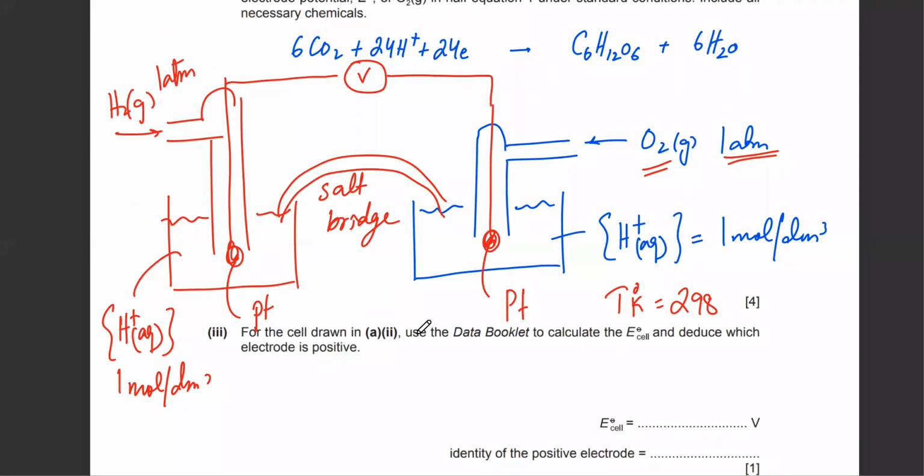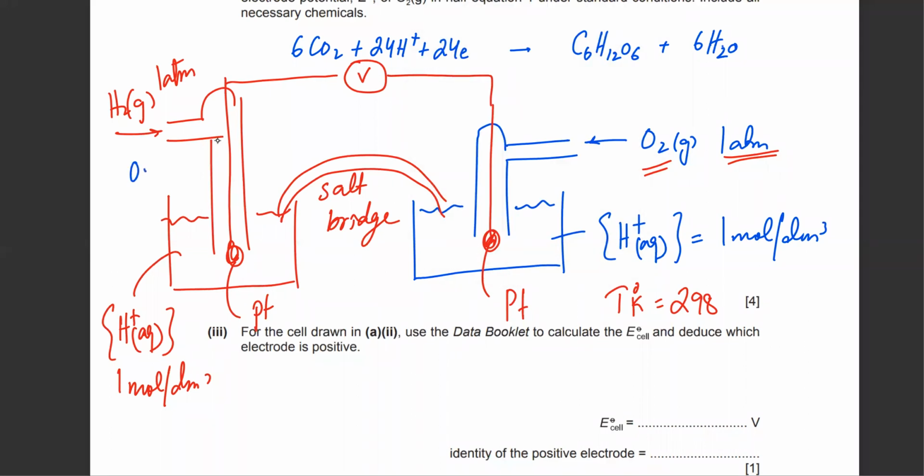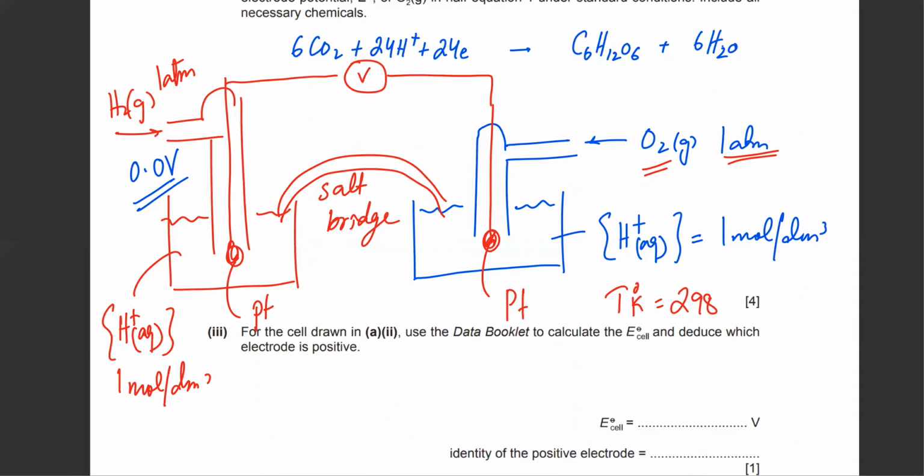Now he's saying for the cell drawn, use a data booklet to calculate the E0 cell and deduce which electrode is the positive electrode. Now we know this one is the zero potential. This is the reference electrode, so this one is 0.0 volts. We already know that. What is this one? This is given in the data booklet. This is the one that we found out just right now. It's this electrode with oxygen and H+ in water. That's 1.23 volts. So this one over here is 1.23 volts.